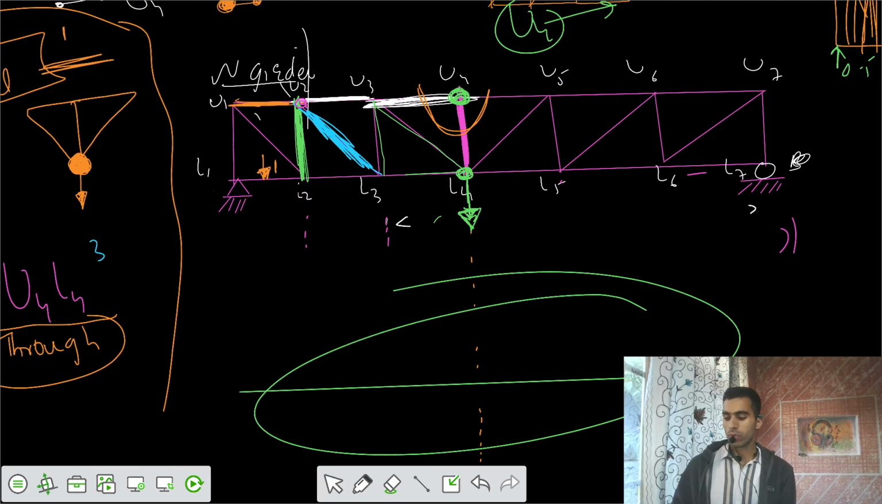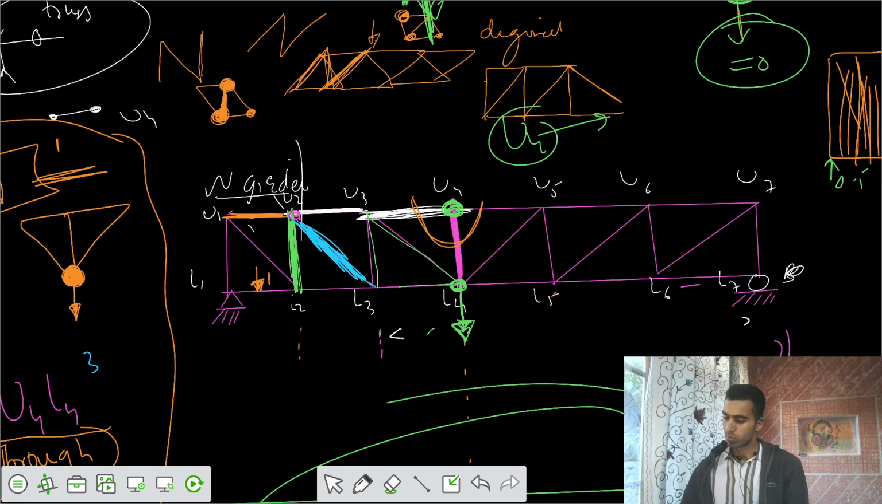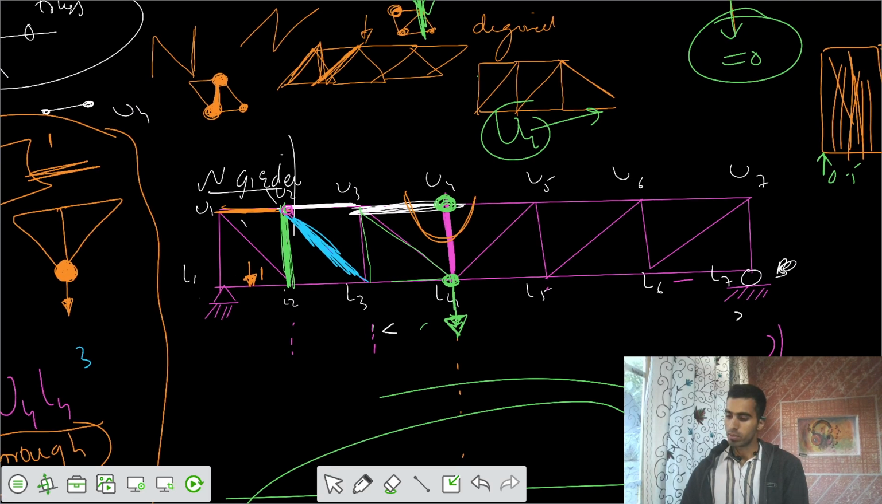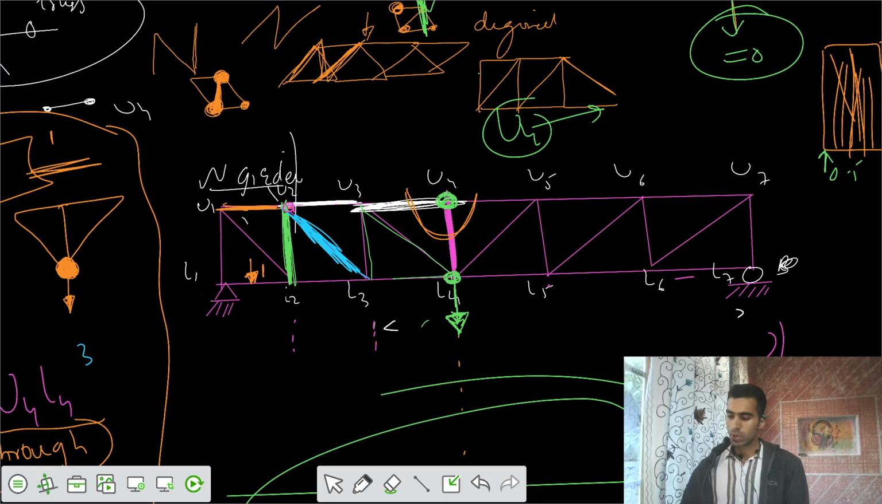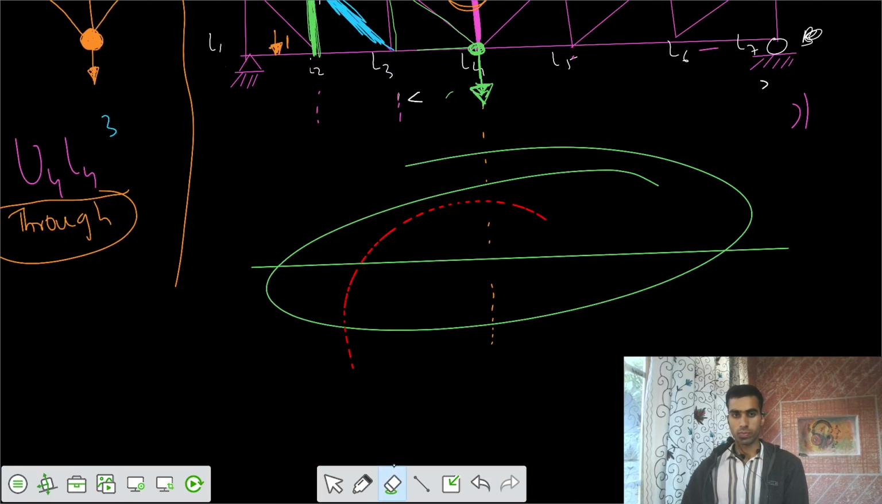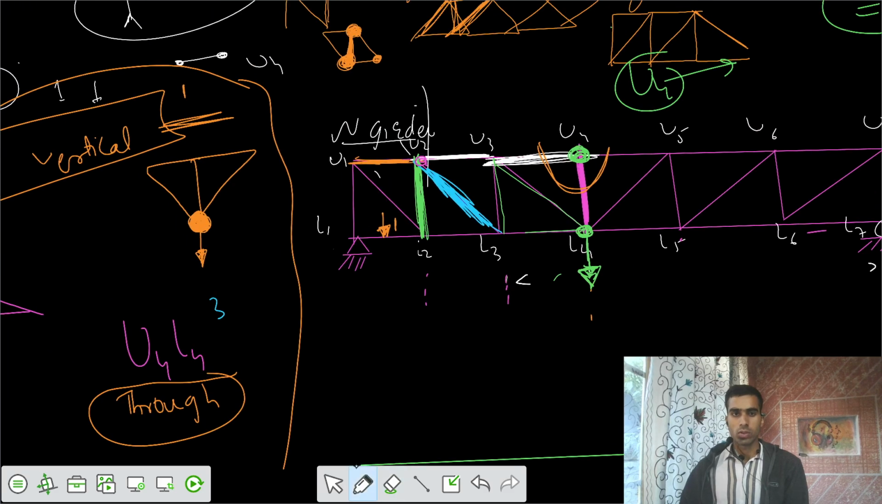Now we are left with the verticals. Let's take the first case, L1, L2.